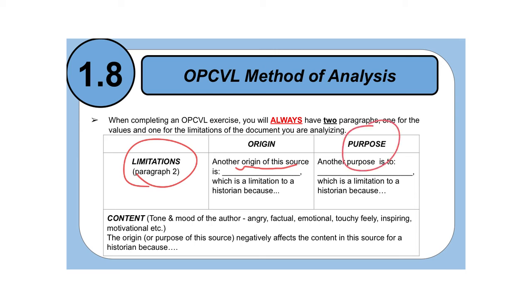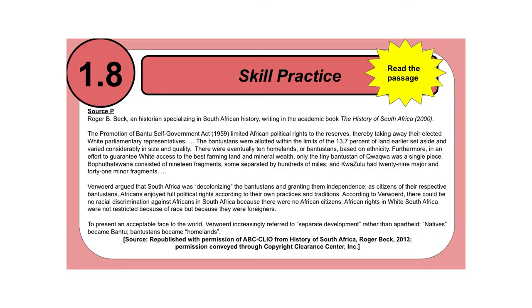Same thing with a purpose. Another purpose is to la la la la la, which is a limitation. So again, you would try to find two different purposes. That's why you have multiple questions that we asked in previous slides about different purposes, so that you can find different purposes. And so you could say this purpose was of value to this historian, but in the same coin, this type of purpose would also be a limitation. And then lastly, you would do the same thing with content. Again, you would find content within the document that could be a limitation to a historian that's trying to study this particular event.